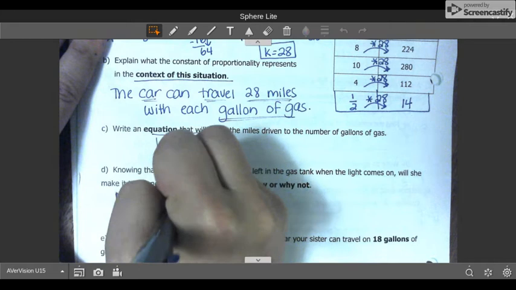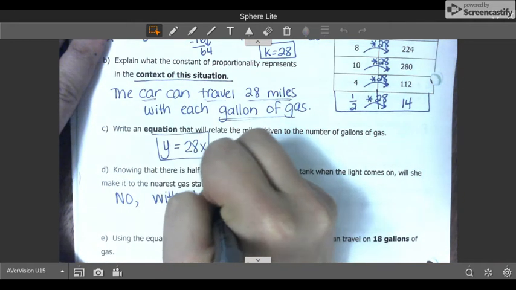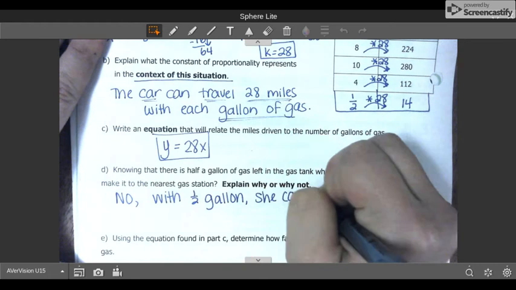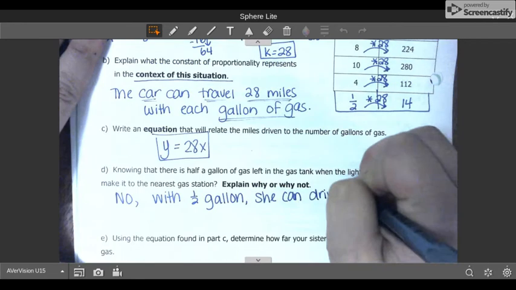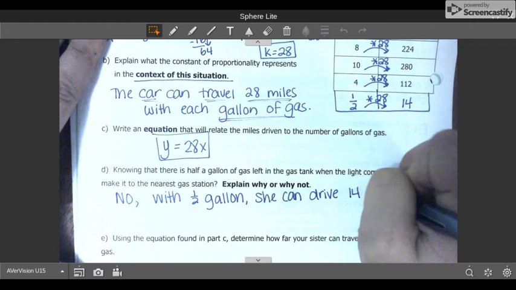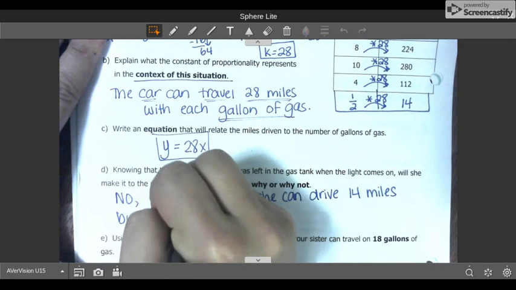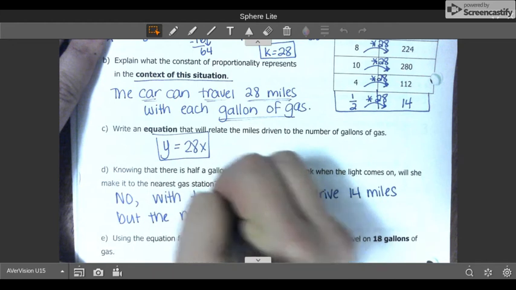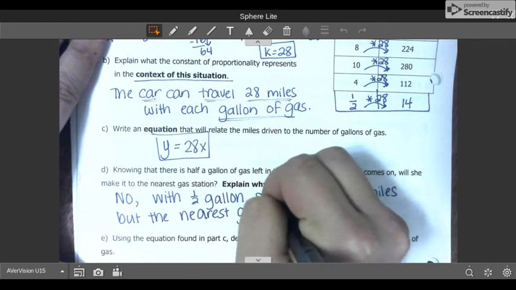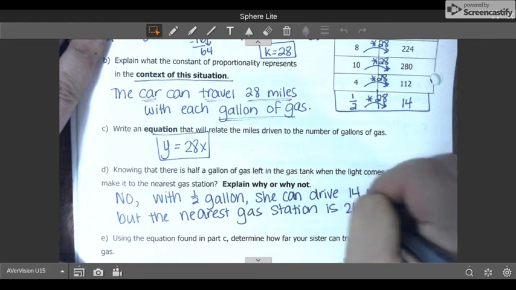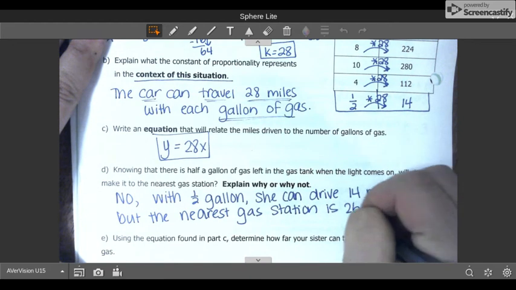Explain why or why not. With a half gallon, she can drive 14 miles. But the nearest gas station is 26 miles away.